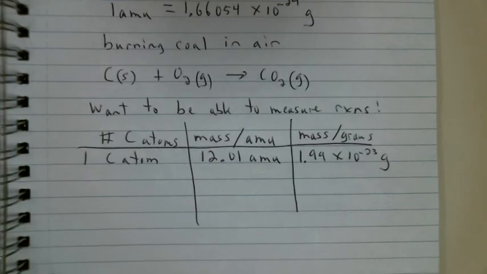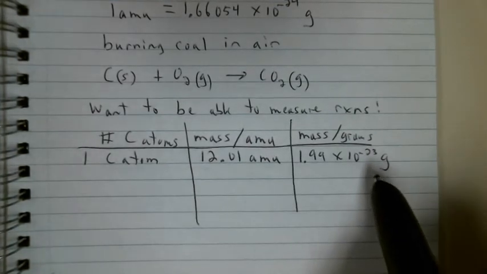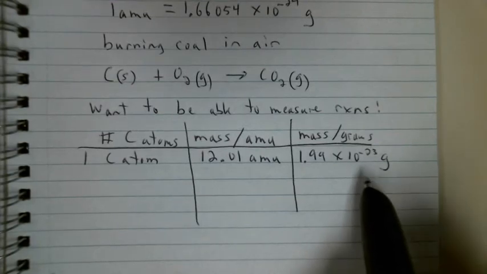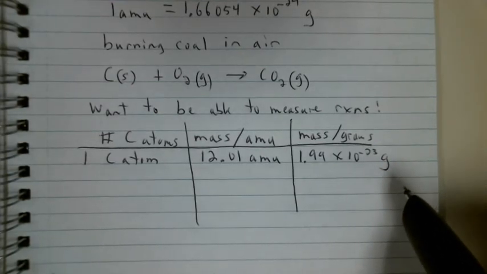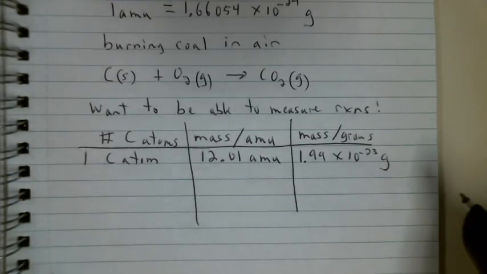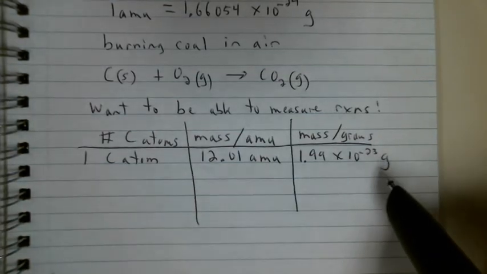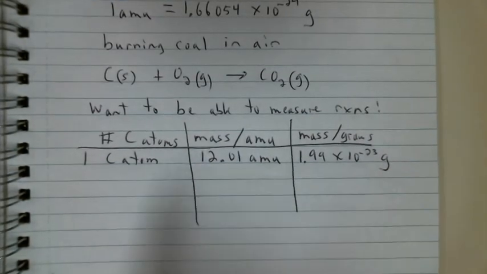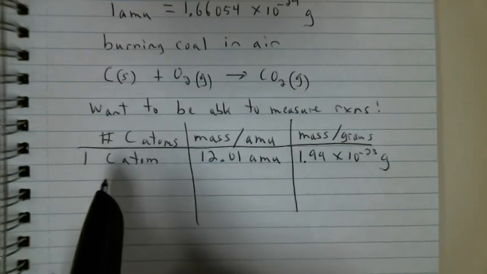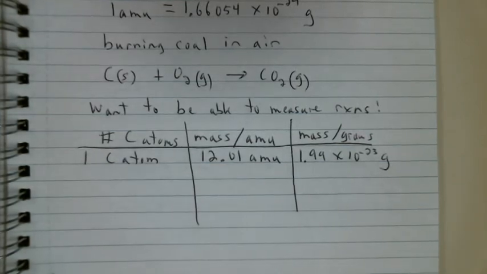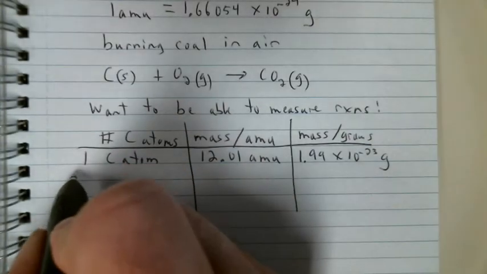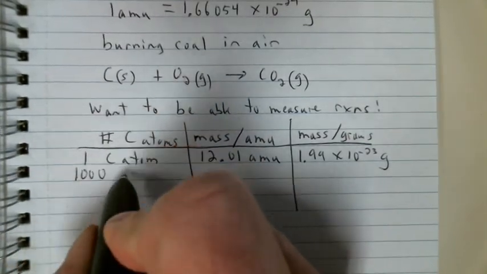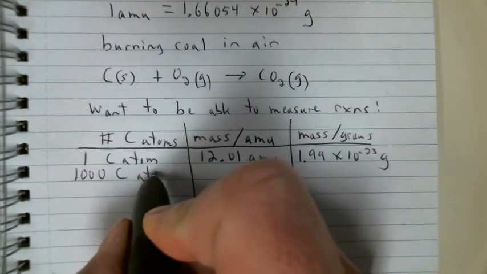Okay. Now, here's the deal. We can't even fathom that small of a number of grams, and we don't have a balance, certainly, that can measure that small of grams, even if we had a tweezer that was small enough to grab one carbon atom. So let's think of a big number, okay? Let's take 1,000 carbon atoms. I think 1,000 is a big number, right?